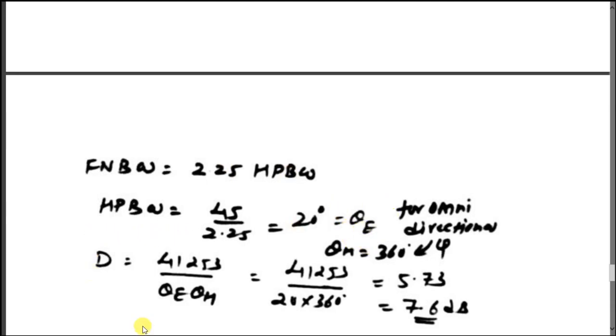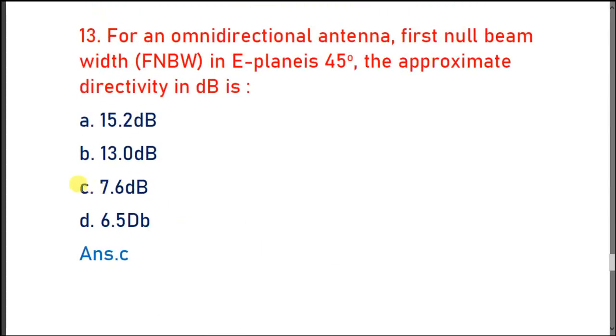Now you have to find the directivity. So the equation of the directivity is 41253 divided by theta E theta H. Theta E is known to you, 20, but for an omnidirectional antenna theta H is not given. So for an omnidirectional antenna theta H is taken as 360 degree. Now you have the value of theta E and theta H. Put the value of theta E and theta H in degree over here. You will get 5.73 as a real number directivity, and converted into 10 log real number, that is equal to 7.6 dB. So the answer is C.